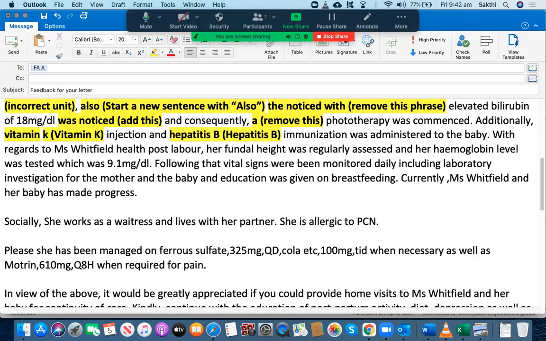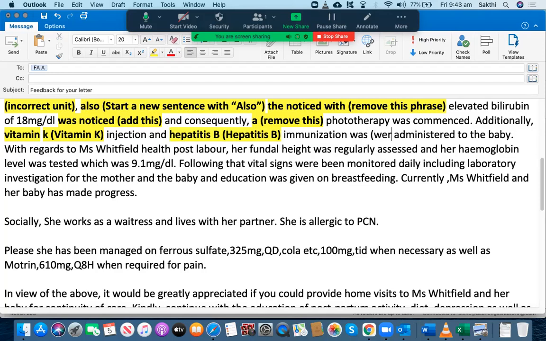Immunization was administered? No. Why was is incorrect? Because there are two things. Look at this: vitamin K injection and hepatitis immunization. So you need to use were administered. Yes, it's really important that you use the appropriate verbs for the nouns. Were administered to the baby. That's okay.